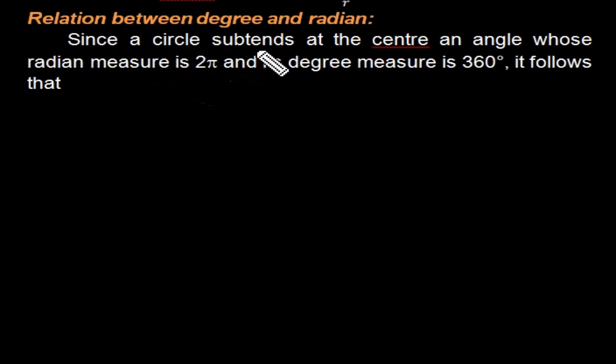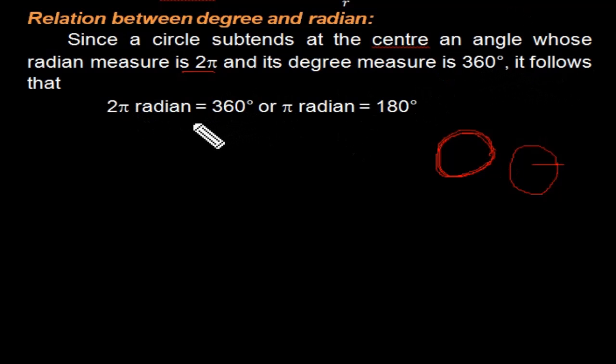Relation between degree and radian. Since a circle subtends at the center an angle whose radian measure is 2 pi. Just now I said, for one complete revolution, the circumference will be 2 pi. So what will be the measure for a whole circle? Sorry, degree measure. It will be 360 degrees. Both are the same. For this, it is 2 pi. When I measure it with degrees, it will be equal to 360 degrees. So both will be equal. So 2 pi radian is equal to 360 degrees.